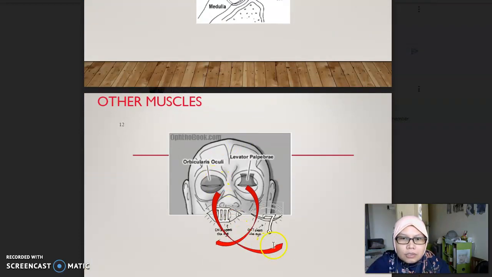How about the eye closure and eye opening? Okay, the eye opening is of course by the 3rd nerve, and the closure is by the orbicularis oculi, by the 7th nerve. Okay, the 3rd nerve opens the eye, but the 7th nerve, the facial nerve, closes the eye. Am I correct? Think about it.